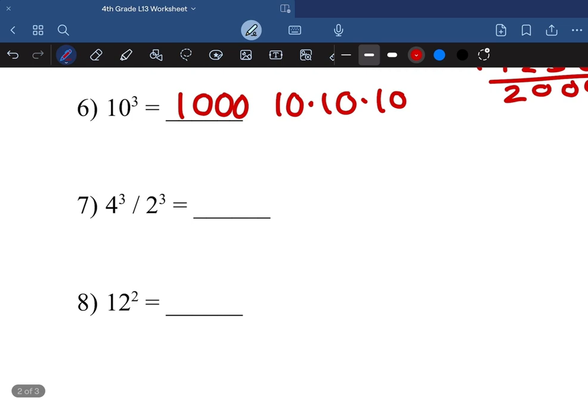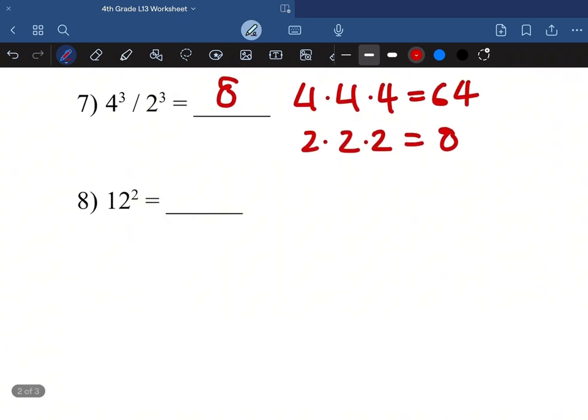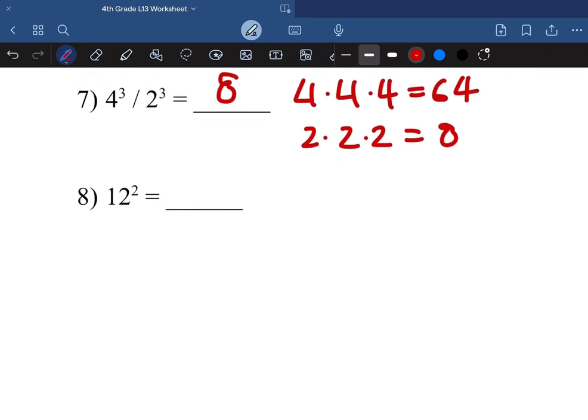Number 7, we have 4 cubed divided by 2 cubed. 4 cubed is 4 times 4 times 4, which is 64. And 2 cubed is 2 times 2 times 2, which is 8. 64 divided by 8 is just 8. Number 8, we have 12 squared. 12 squared is the same thing as 12 times 12, which is 144.